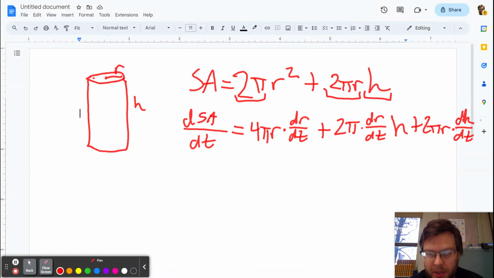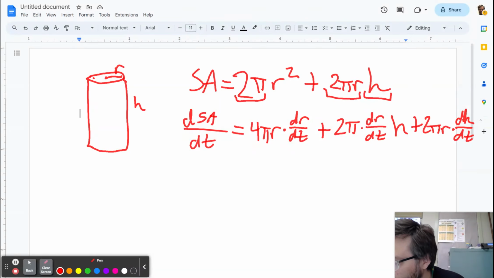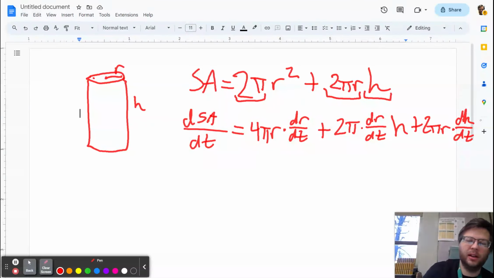And you can see that in order to know the change of the surface area, I need to know the radius, the change in radius, the height, and the change in height. And that kind of makes sense. Okay, so I was told that the radius is decreasing at a rate of 3 centimeters per second, and the height is increasing at twice the rate of the radius.